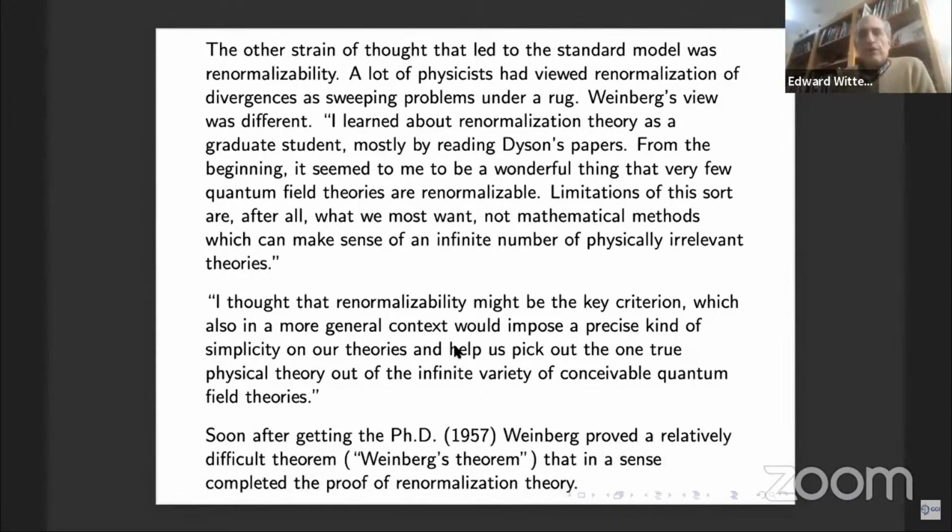Well, soon after getting his PhD, Weinberg proved a relatively difficult theorem, Weinberg's theorem, probably his most significant result before the paper with Goldstone and Salam, although perhaps I'm overlooking something, that in a sense completed the proof of renormalization theory. He proved something that the founders had probably in generality assumed, which was that if you have a Feynman diagram, which overall is convergent by power counting, and all its subdiagrams are also convergent by power counting, then the diagram is actually convergent.